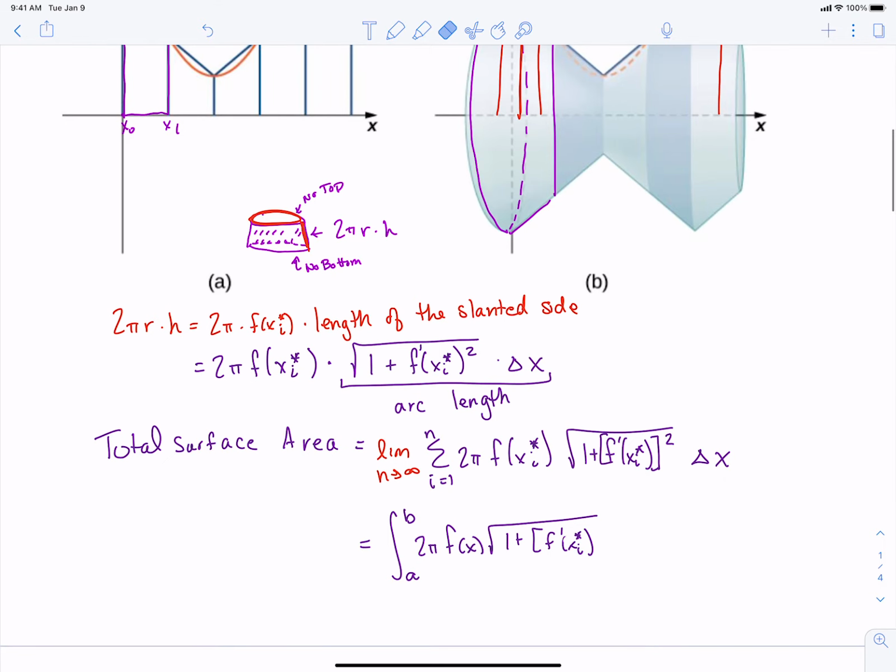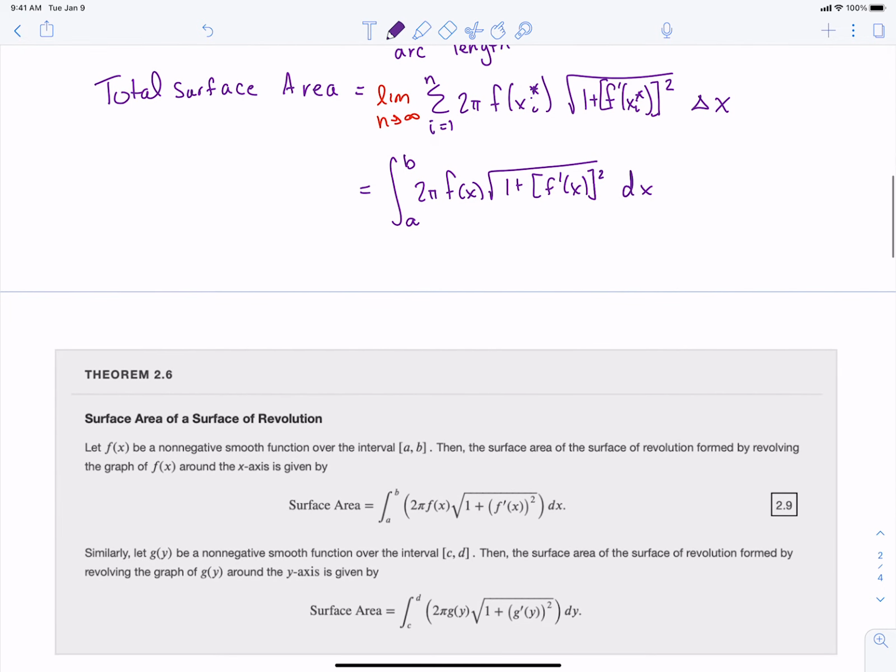Oops, we don't need those subscripts anymore. This is pretty much exactly the same as our arc length, but now we've just got this little extra part right here that gives it that dimension. I again grabbed our theorems out of our book, and it doesn't really matter if we define our function in terms of x or in terms of y.